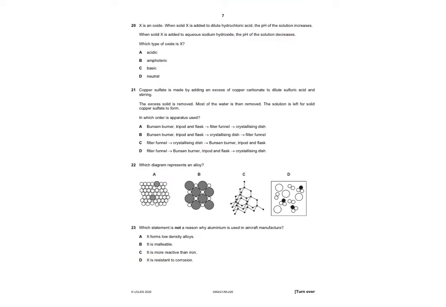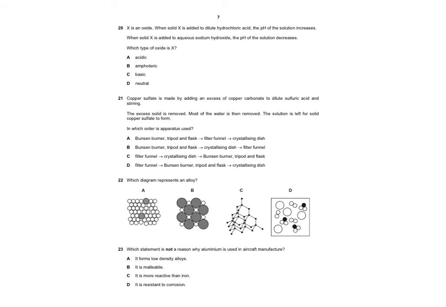Number 20, X is an oxide. When solid X is added to dilute hydrochloric acid, the pH of the solution increases. When solid X is added to aqueous sodium hydroxide, the pH of the solution decreases. What type of oxide is it? Well, we're adding it to an acid and it gets more alkaline, we're adding it to an alkaline and it gets more acidic, that means it does both reactions. So it's not an acid or base, and it's not neutral because neutral doesn't do anything. So it must be amphoteric.